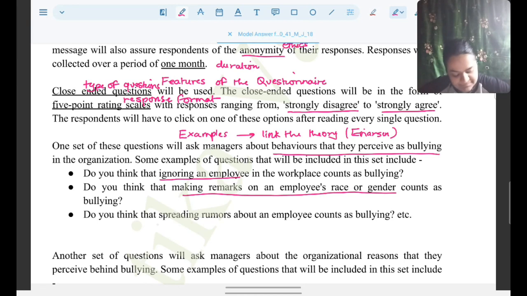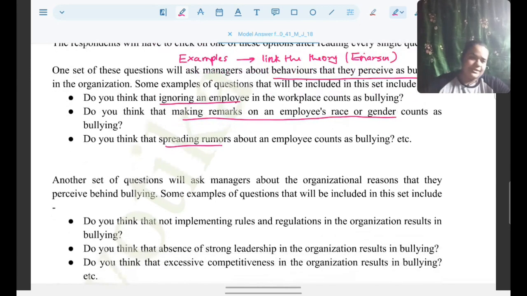Also another example, do you think that spreading rumors about an employee counts as bullying? Again, something Cyc Cat told us: spreading rumors about someone is bullying. So let's ask the managers about this also. Do they perceive this as bullying or not? So that's going to be one section of my questionnaire. The next section of my questionnaire, another set of questions, will ask managers about organizational reasons that they perceive behind bullying.